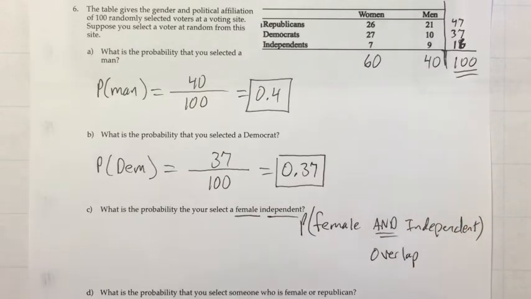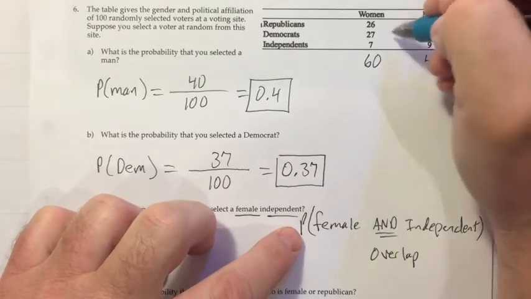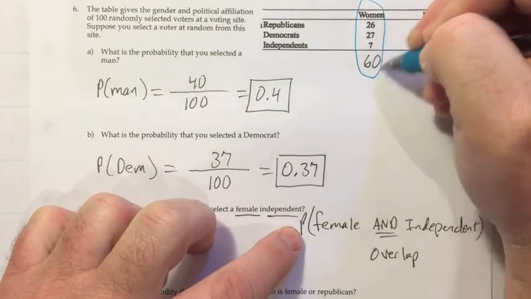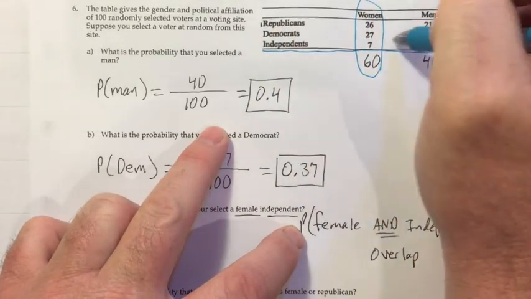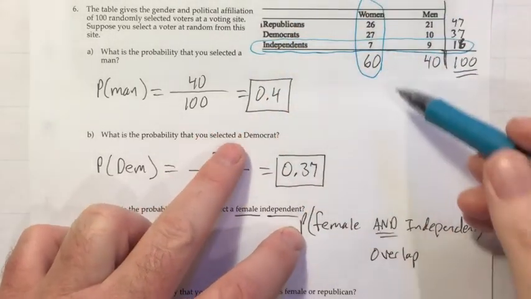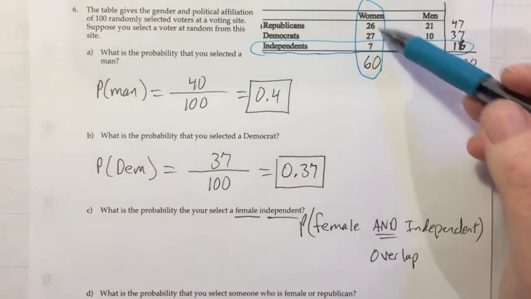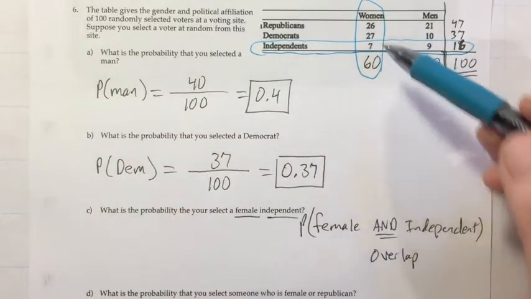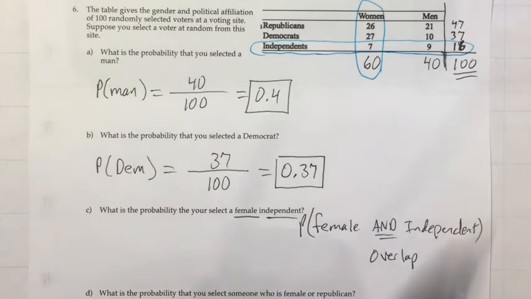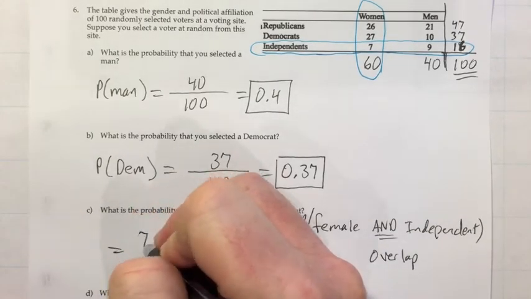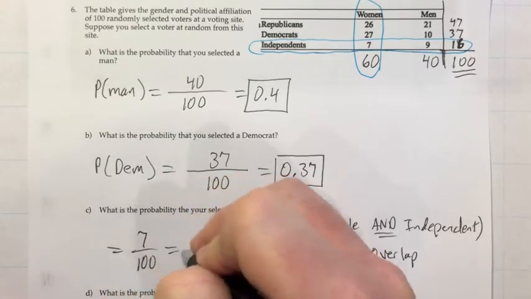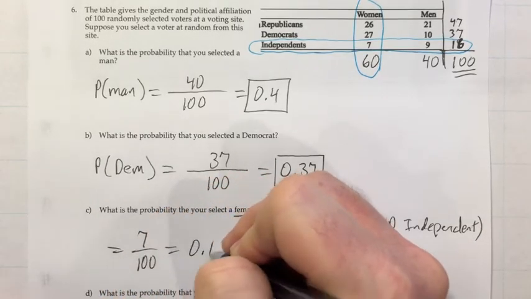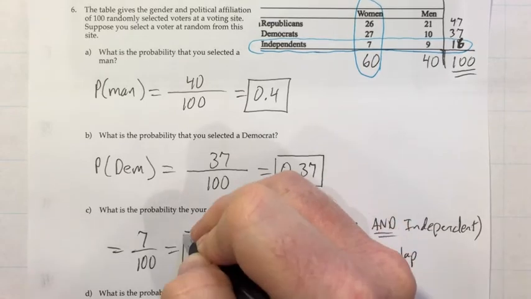So let's see, let's bring in the teal for that. So we want female, and then we also want independent. And then when you're doing an and, you want the overlap. So then how many voters are in the overlap of women and independent? 7. And there's no given in that question. So 7 out of how many? Out of the grand total. So 7 out of 100, which if we move the decimal over 2 spots would be 0.07.